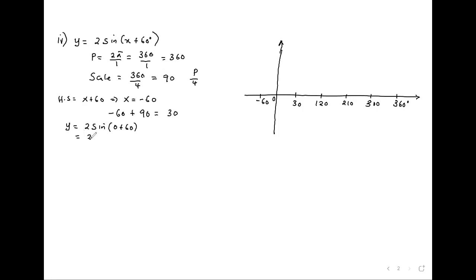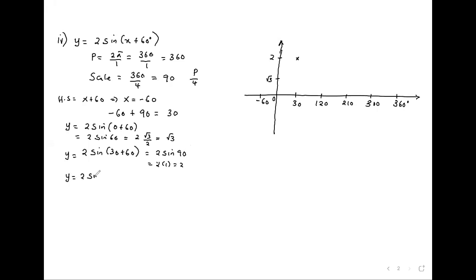Okay. Then, when x is 0, we get 2 sine 60, but sine 60 is root 3 over 2. So all together we get root 3. So at 0, we'll have root 3. And then y is equal to 2 sine, we now go to 30. 30 plus 60, this is 2 sine 90, and sine 90 is 1. So 2 by 1, we get 2. So at 30, we get 2. So we have a point there.